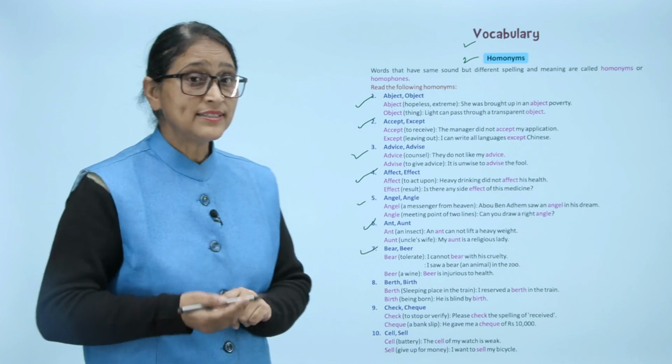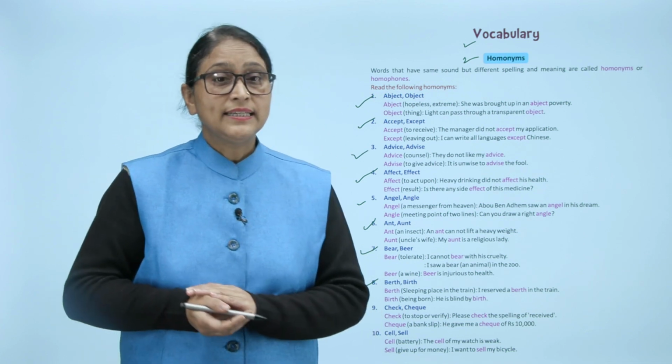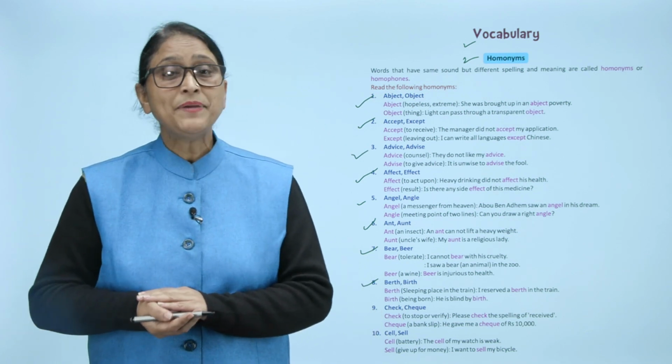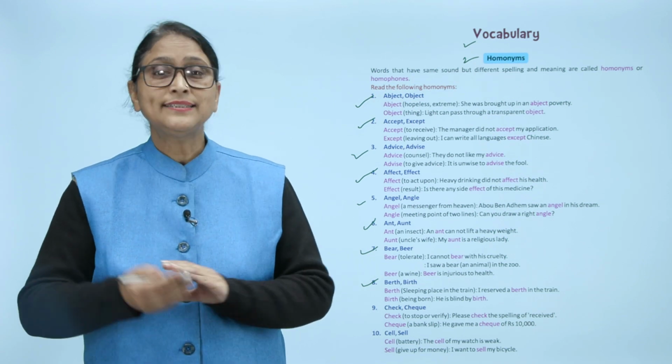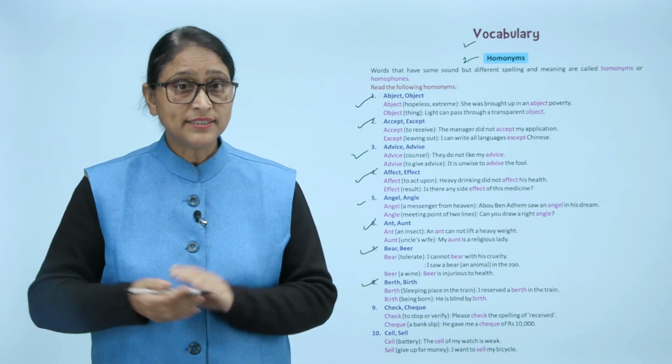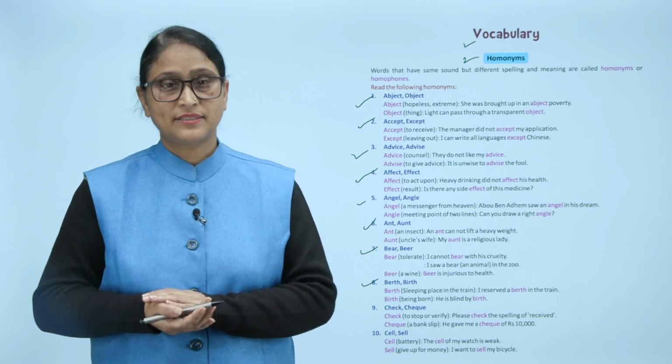Next is berth and birth. Berth, sleeping place in the train. I reserved a berth in the train. And birth, being born. He is blind by birth.